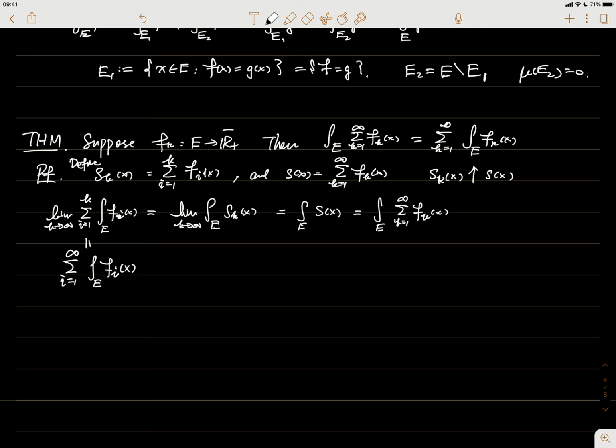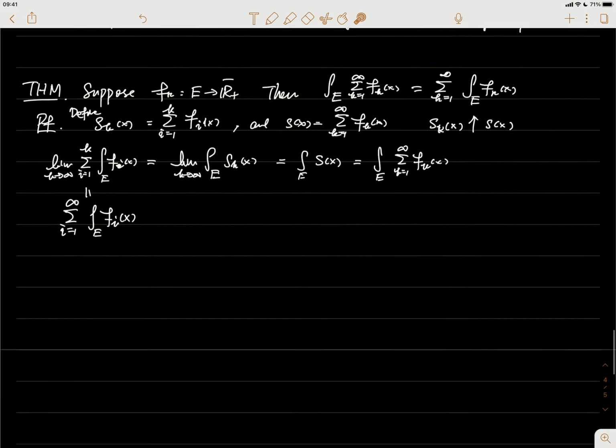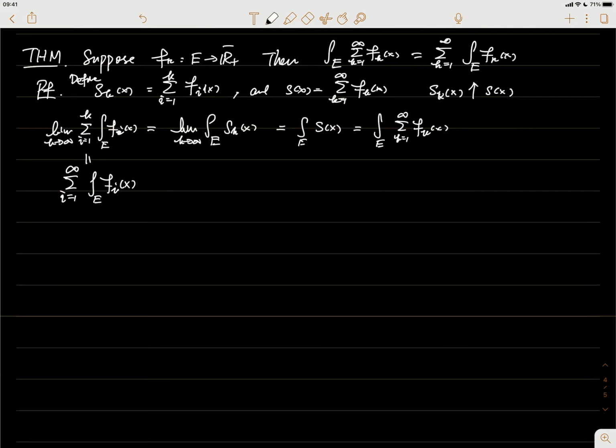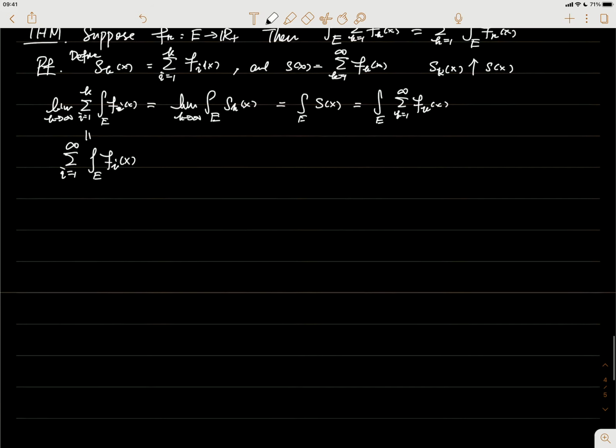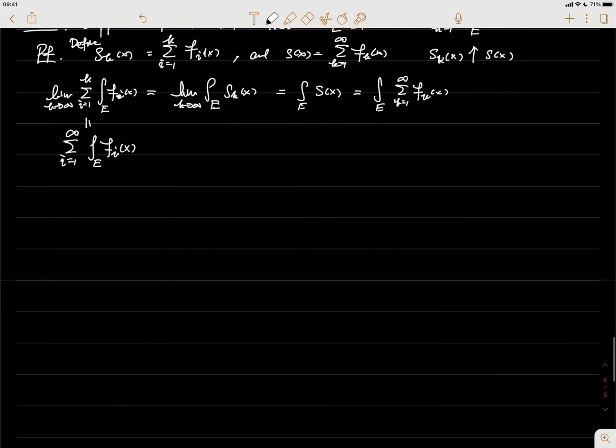Okay, so this is actually the left-hand side in the claim, and this is the same as the right-hand side. Okay, so that's the proof. That's just a simple corollary of the Bipolar theorem. Now let's consider another corollary of that.